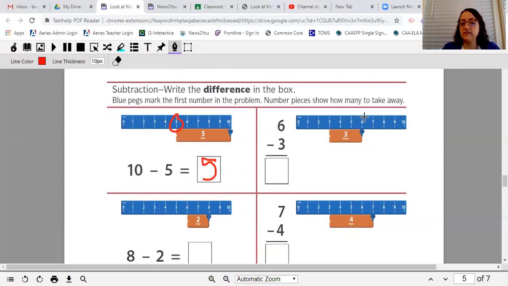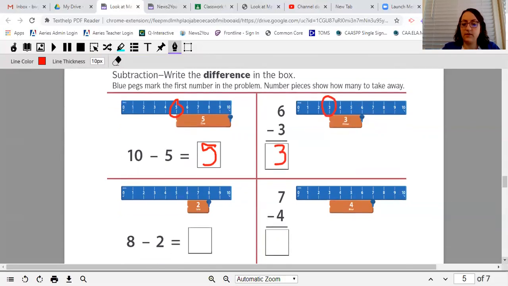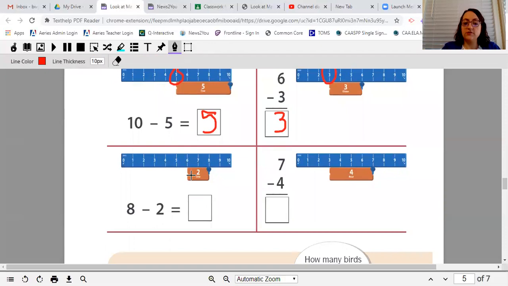So here we're going to start at 6 and subtract 3. So we're going to count backwards. We're going to go 1, 2, 3 to equal 3. So here, guys, we started with 8. We're going to take away 2. So we're going to go backwards. We're going to go 1, 2 to equal 6.